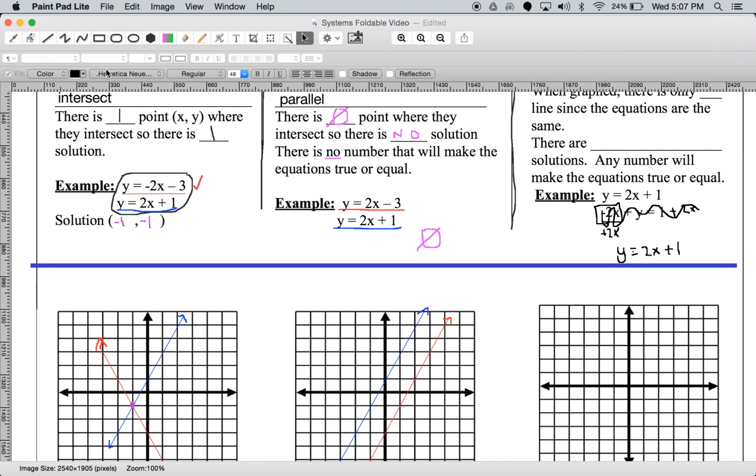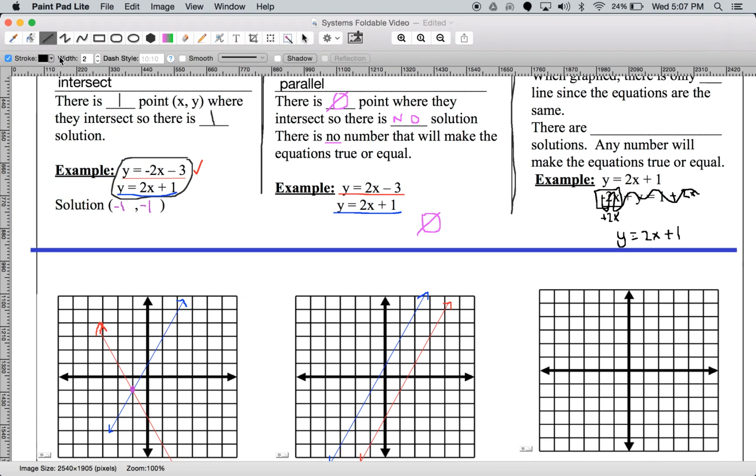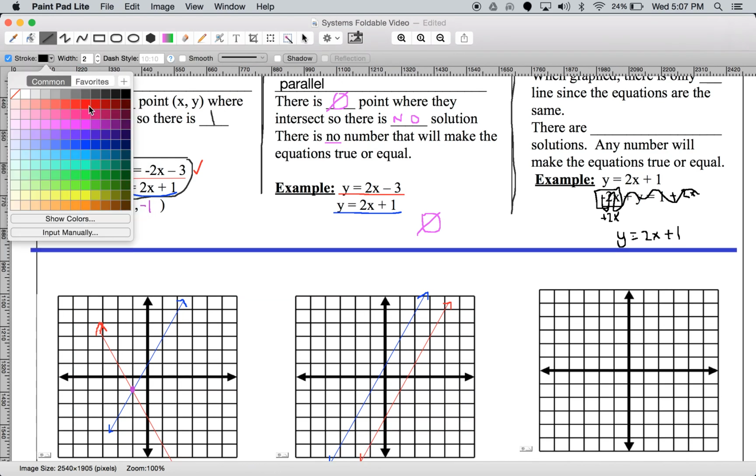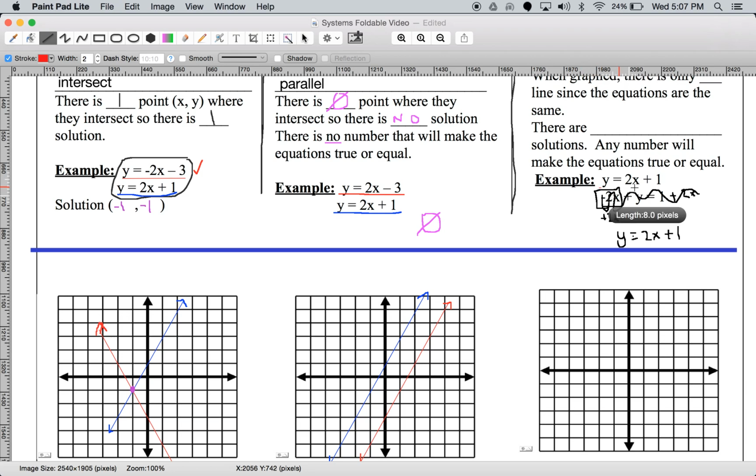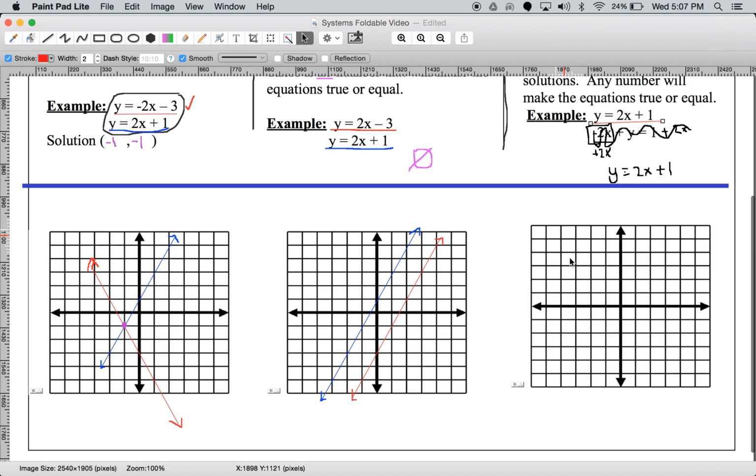So I have my first one I'm going to do in red just to stay consistent. This first equation I'm going to do in red. So we're doing 2x plus 1. So we start on the positive 1, and we're going to go up 2 over 1, up 2 over 1, and it's going to continue on like this. Something like that.